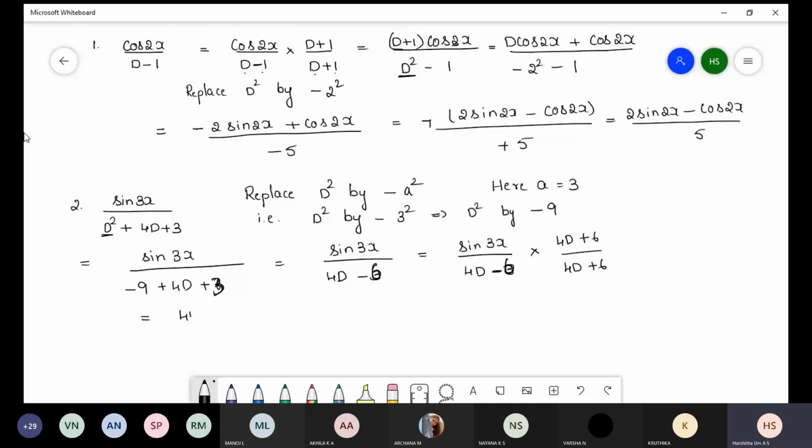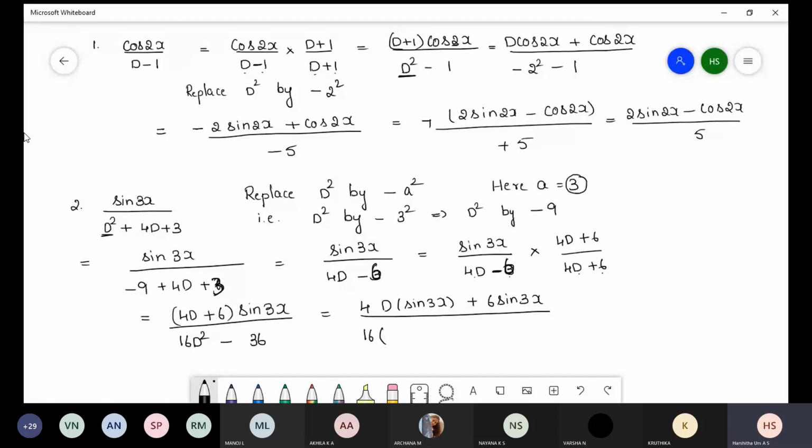So again, 4D plus 6 into sin 3x, that is the numerator. Again a minus b, a plus b. So 4 into 4, 16 D square, minus 6 into 6, 36. So here I write 4 into differentiation of sin 3x plus 6 into sin 3x, divided by 16 into, already we know our a value is 3. So minus a square means minus 9, minus 36.